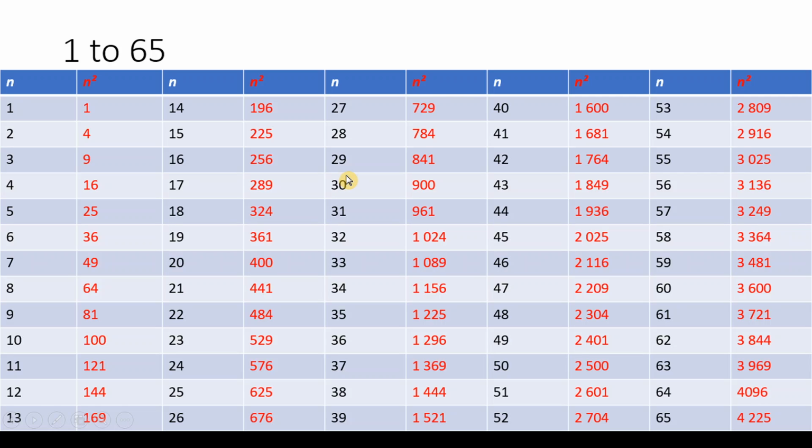31 squared is 961, 32 squared is 1024, 33 squared is 1089, 34 squared is 1156, 35 squared is 1225. You should realise that they're going up by like the 70s now, so they're going to be skipping hundreds almost every other one. 36 squared is 1,296, 37 squared is 1,369, 38 squared is 1,444, 39 squared is 1,521, 40 squared is 1,600.